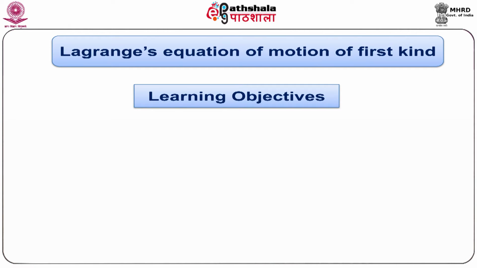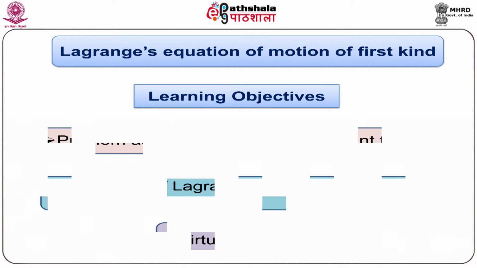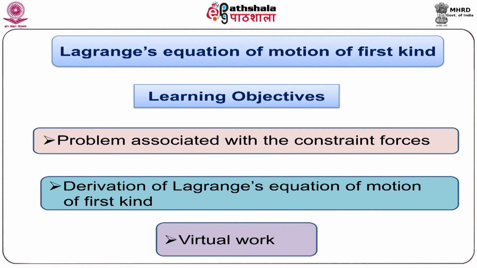As a result, we have to find some other way to solve such problems. In this module, we shall obtain Lagrange's equation of motion of first kind. First of all, we shall discuss the problem associated with the constraint forces. We have discussed the details about the constraint forces in the previous module, that is module 1 of chapter 2. Now we shall discuss the problem related with the constraint forces. Then, to overcome this situation, we shall derive Lagrange's equation of motion of first kind. Later on, we shall define virtual work and obtain the principle of virtual work.